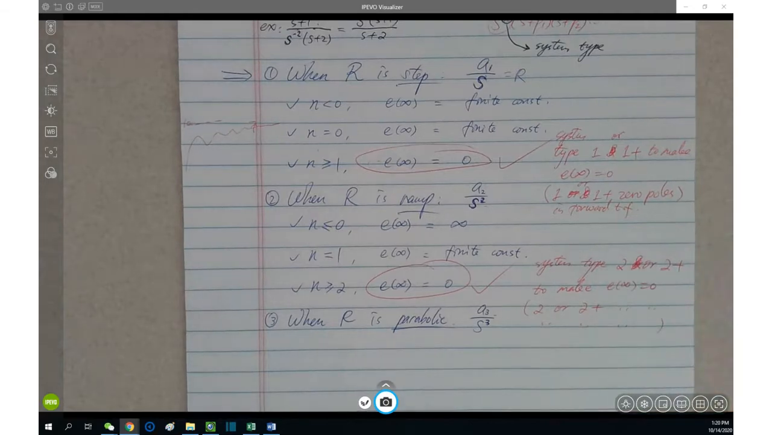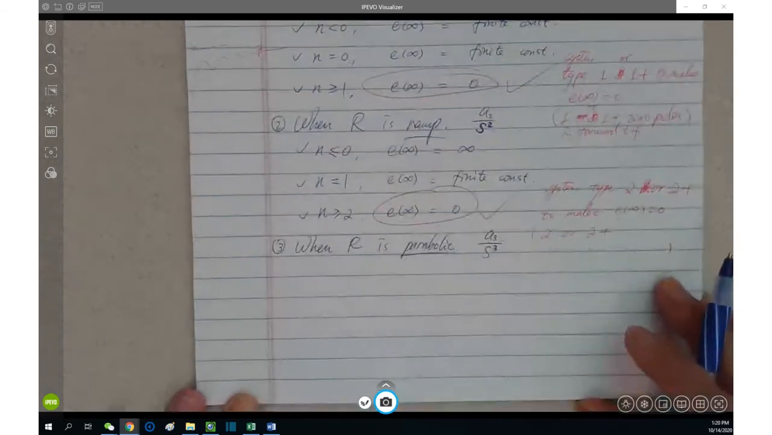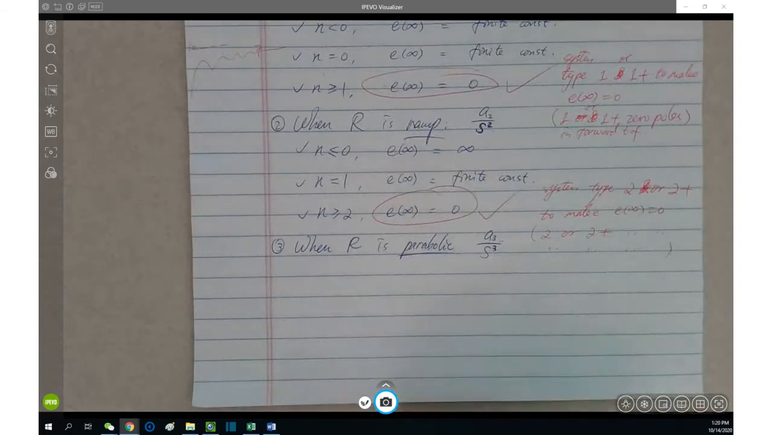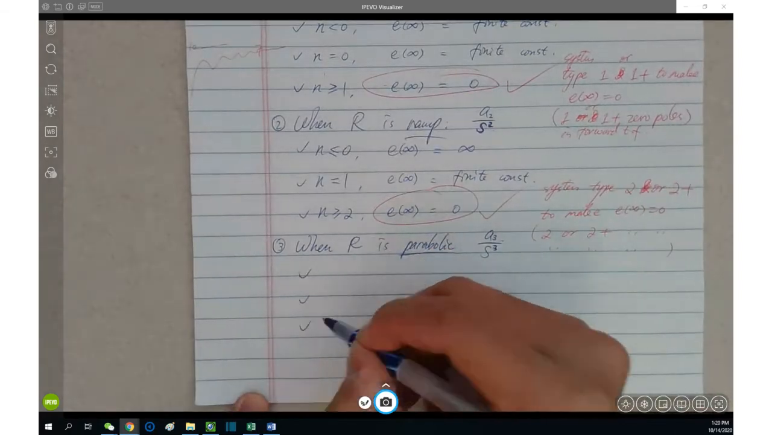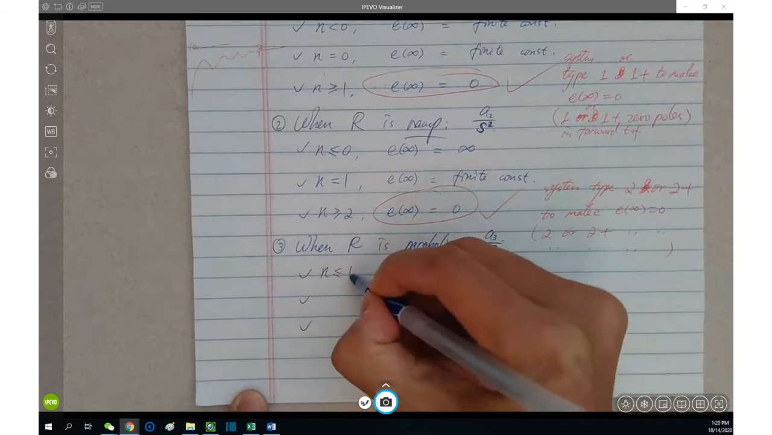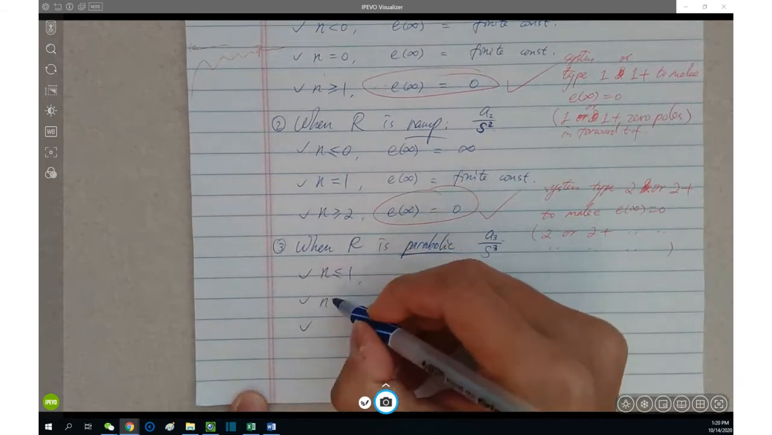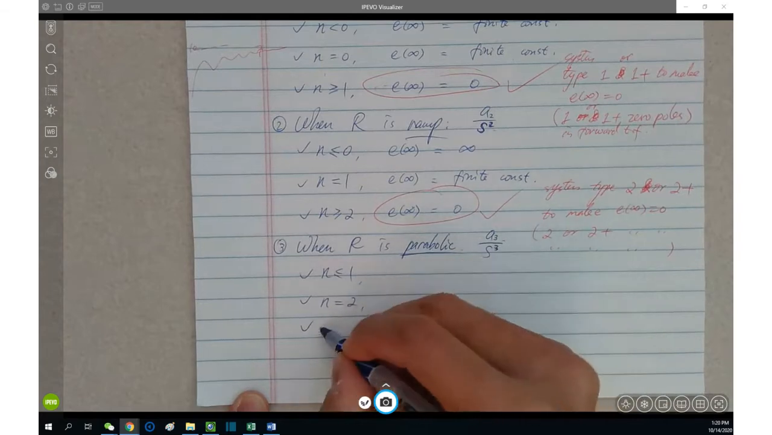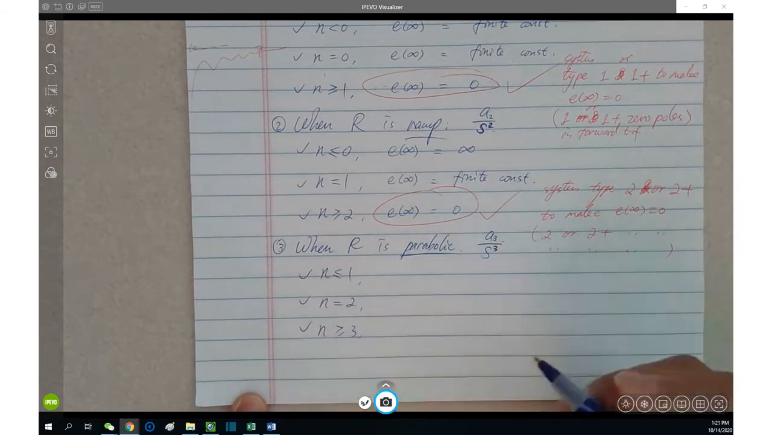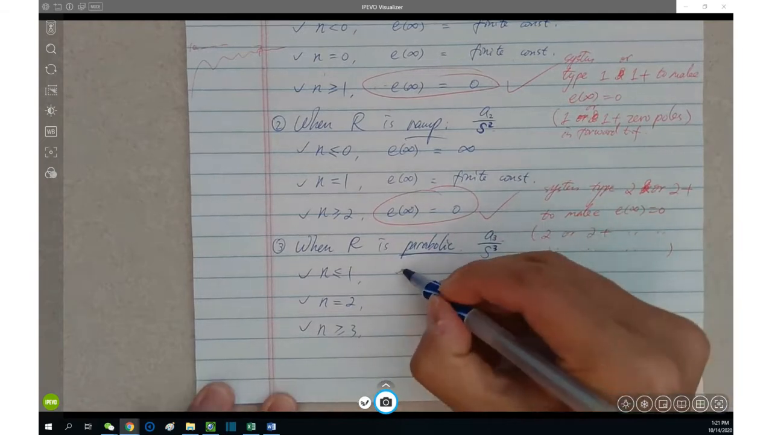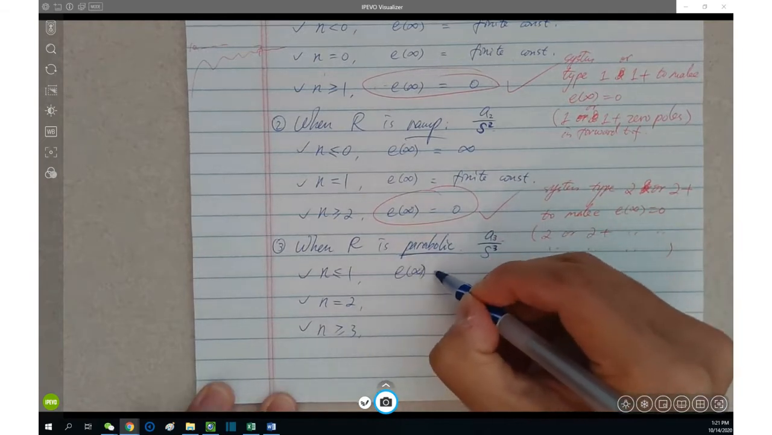Right. This is for ramp input for different types of system. You have different steady state error. The third one is parabolic input. You have n equal to or less than 1, equal to 2, and equal to or greater than 3, and steady state error, respectively.